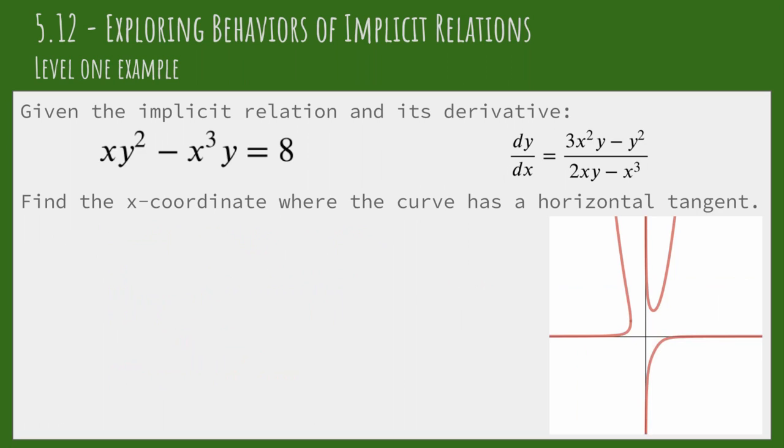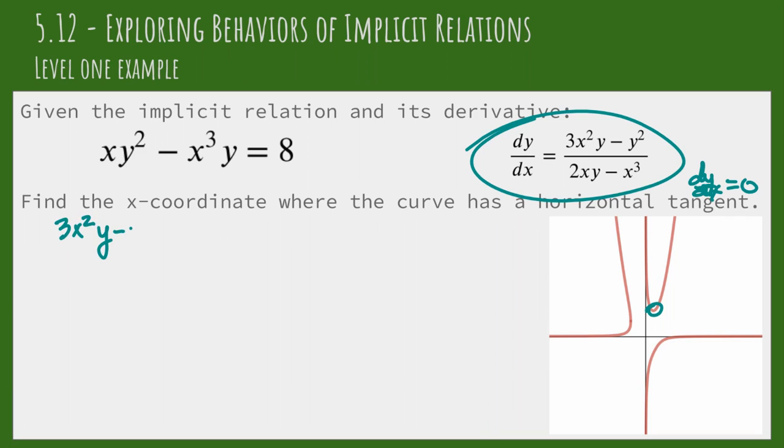So in this part, we want to find the x-coordinate where the curve has a horizontal tangent. Just looking at the graph here, it looks like we're going to be looking for the x-coordinate of that point right there. So a horizontal tangent means that the slope of the tangent line is going to equal 0. So we want to know where dy/dx is equal to 0. So I'm going to find that by setting dy/dx equal to 0. But dy/dx is going to be equal to 0 when the numerator is equal to 0. So I'm going to simplify this right off the bat and just set the numerator equal to 0. So 3x squared y minus y squared is equal to 0.